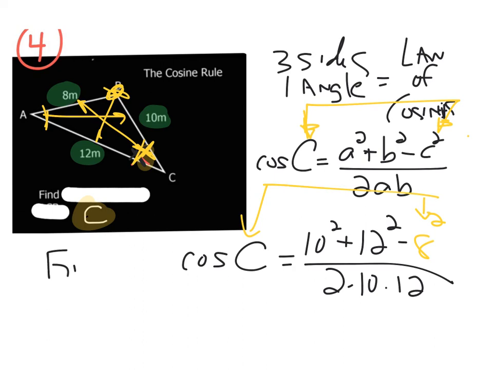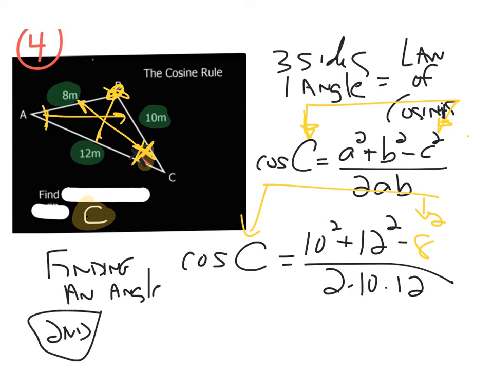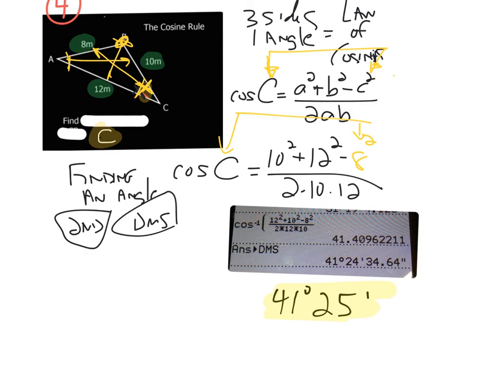So here I'm finding an angle, so I'm going to remember to press the second button, and then I'm going to DMS the final answer. So here, when I look at my seconds, that's 34, so that's going to round the 24 up by 1 to 25. So here I'm going to have 41 degrees and 25 minutes.